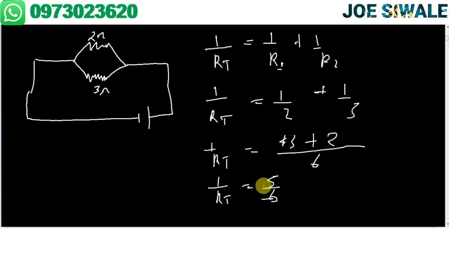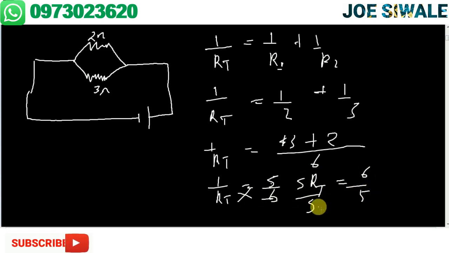And from this, we can cross multiply here. If we cross multiply, we're going to have RT multiplied by 5. So we're going to have 5 RT is equal to 6 multiplied by 1, that's 6. So for me to calculate the total resistance, divide by 5 here, divide by 5. So I'll say my total resistance is going to be 6 divided by 5.